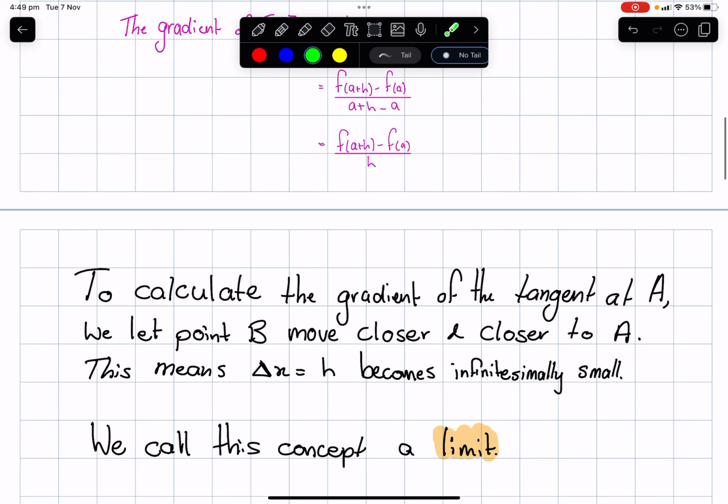And like I said, to calculate the gradient of the tangent at A, we're going to move that point B really, really close to A. So that means that distance between my x points, my change in x or h, becomes really, really small. Now, as we move that B closer and closer to A, this is the idea that we call a limit. Okay, so it's almost like a converging point.